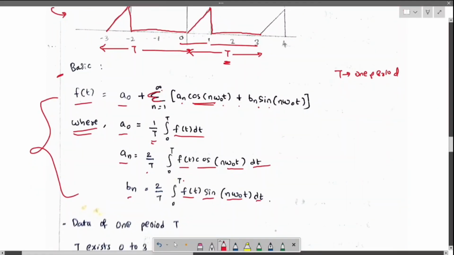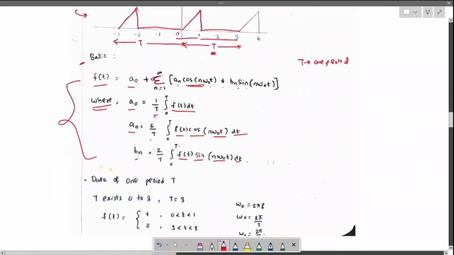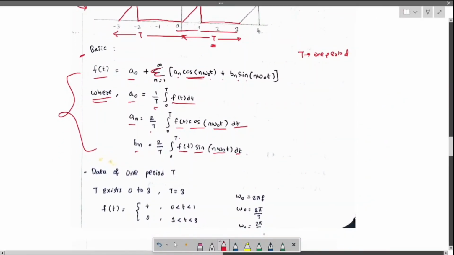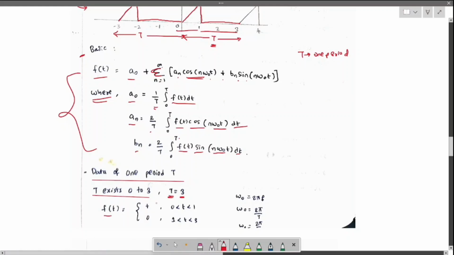Now let us go for the data for 1 period T. I'm zooming out so that we get a clear picture here. Data for 1 period time T: T exists from 0 to 3. Let us take 0 to 3 as the time, meaning T is 3 units. Now f of t exists only for 0 to 1. When t lies between 0 to 1, it will be t. Otherwise, from 1 to 3 it will be 0.